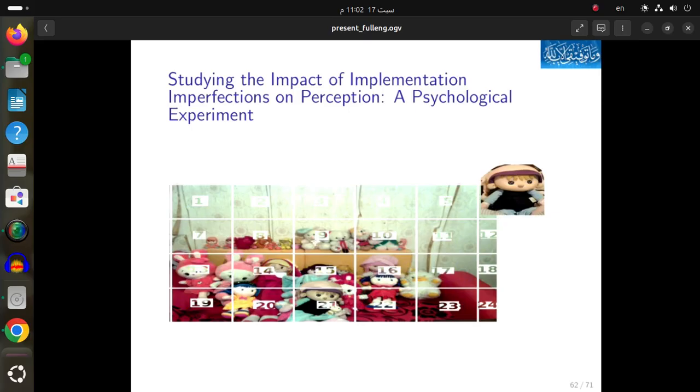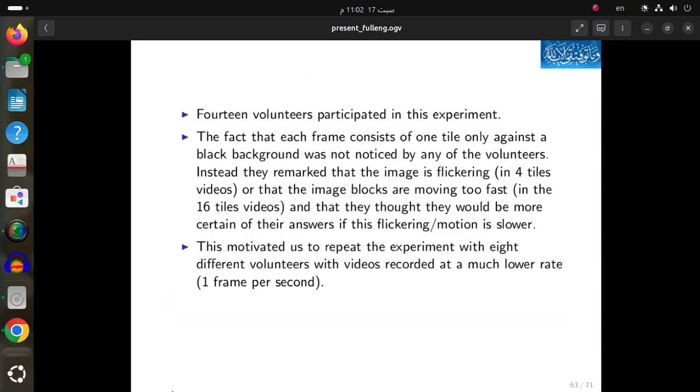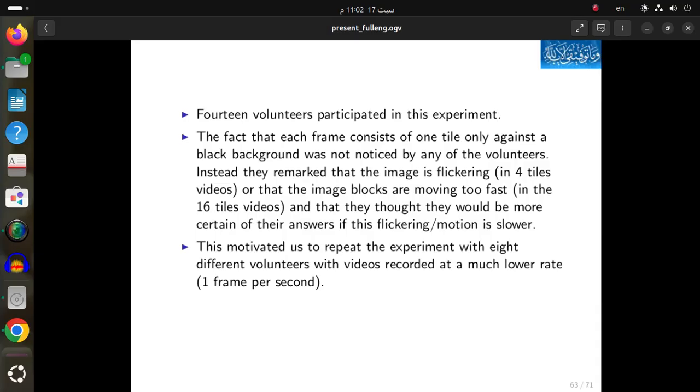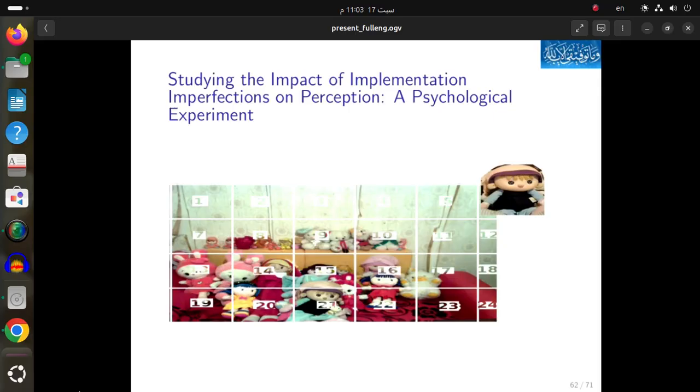We showed the videos, and 14 volunteers tried the experiments with us. We tried 2 different block sizes. The 16 and 4 are related to the handwritten sentences. For the puppet image, we had 24, and I think also 4. So we tried 2 different block sizes, small and large, and we tried 2 different frame rates, 75 and 1 frame per second.